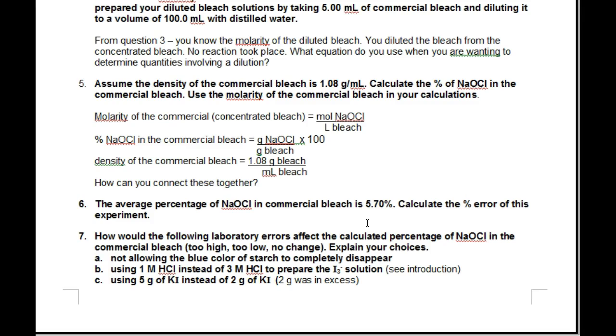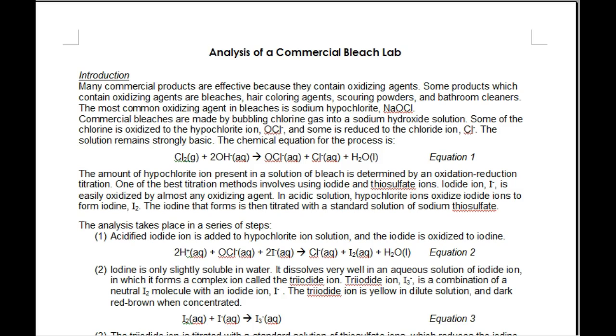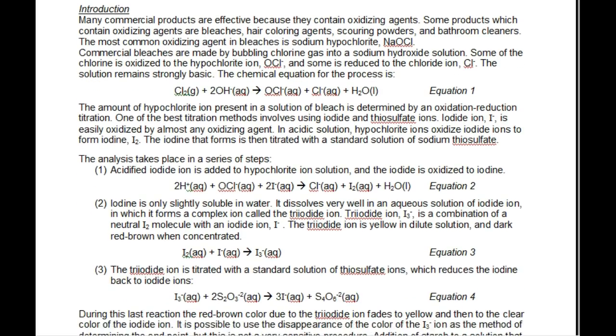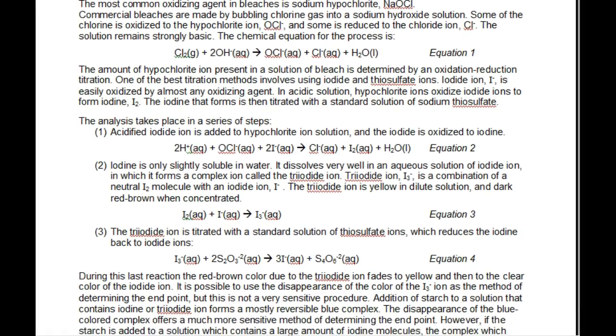Finally, in part B, rather than using 3 molar HCl, you used 1 molar HCl to make your triiodide solution. I believe back in the introduction to your lab, it talks about what is needed in order to turn the iodine into triiodide.